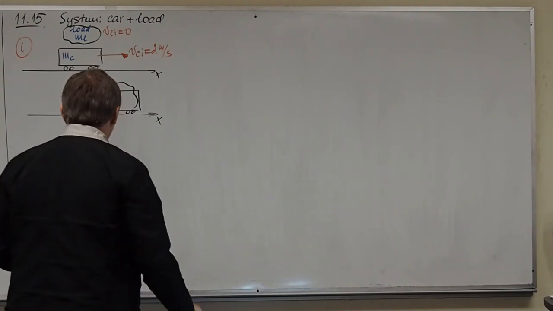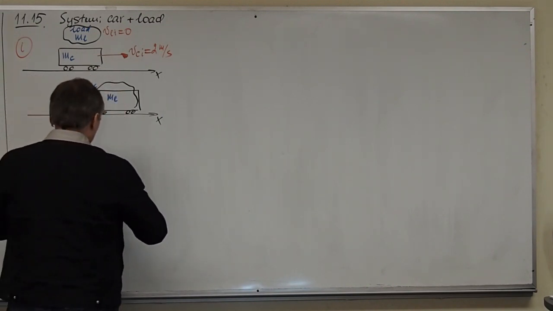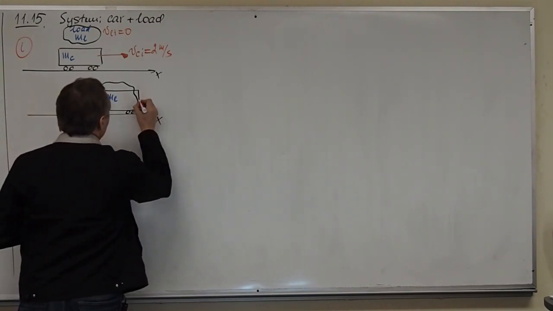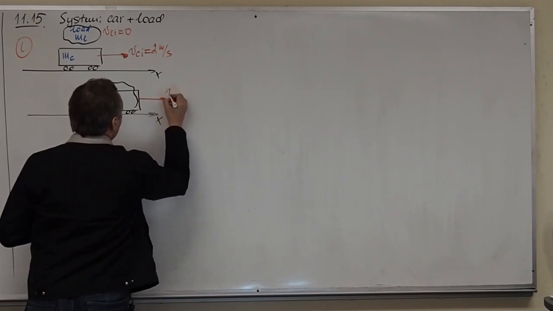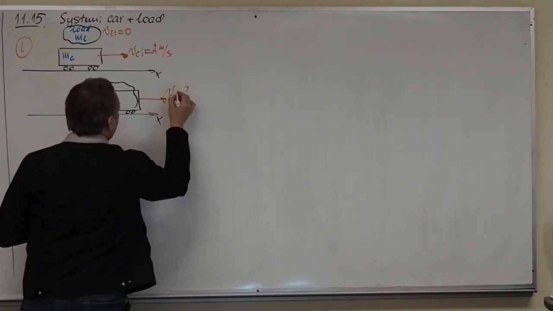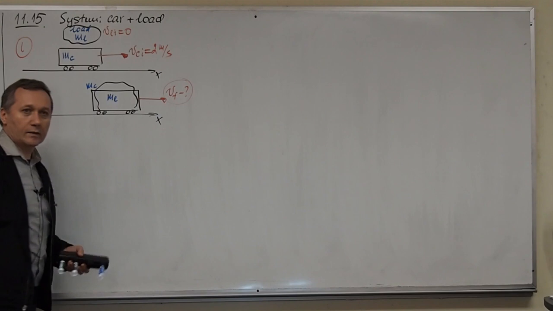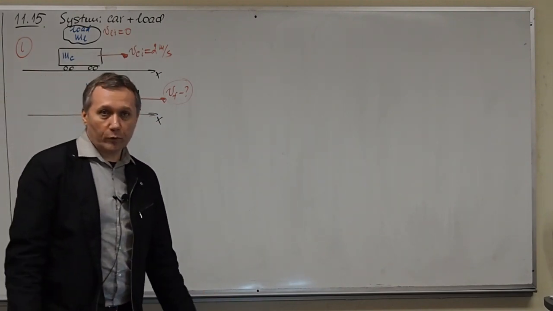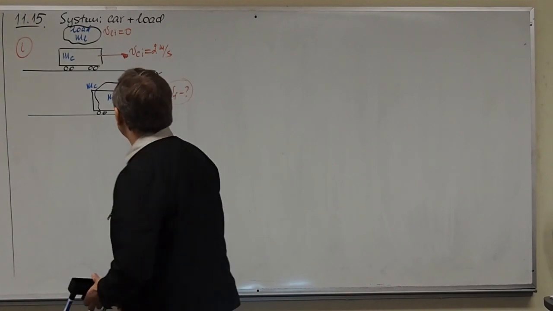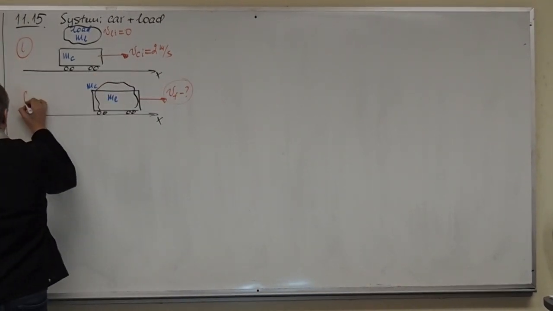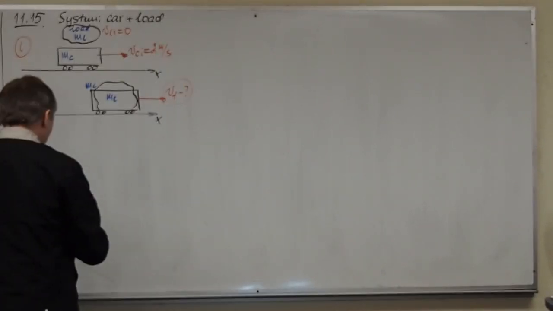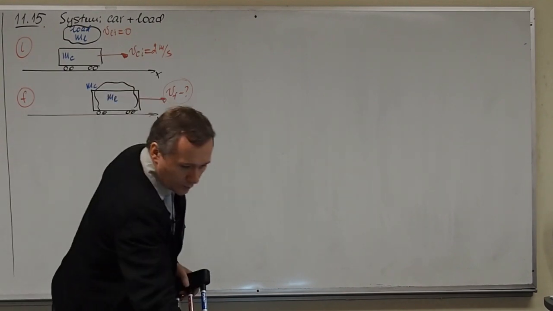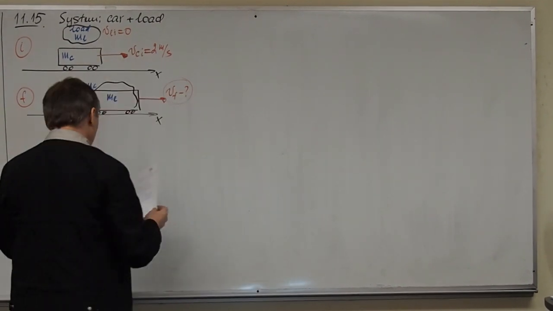And of course, the velocity will be different, Vf, and that's what we need to find, this final velocity. Of course, the load and the car are going to move with the same velocity. So that is our final situation. Let me write down what is given. I don't remember the numbers, so I need to use my notes.